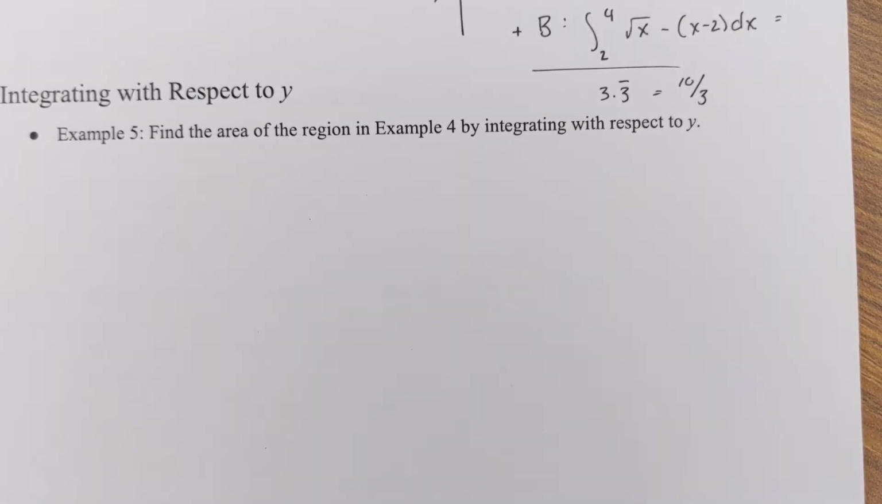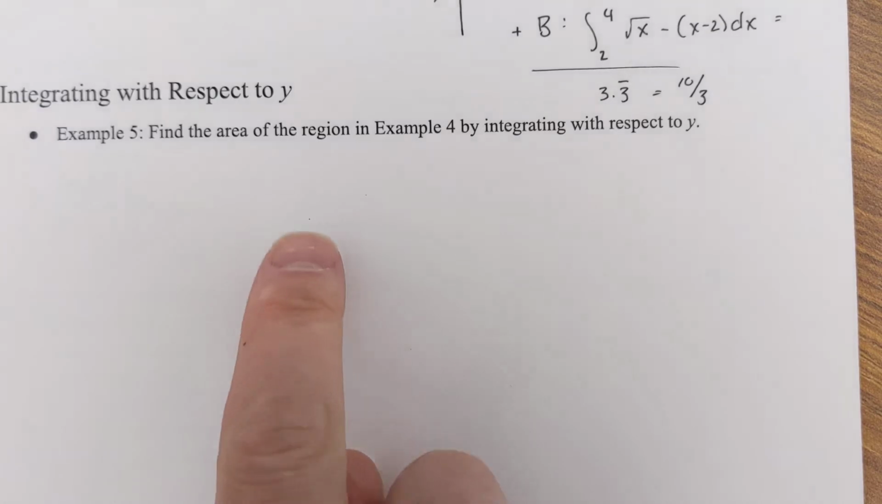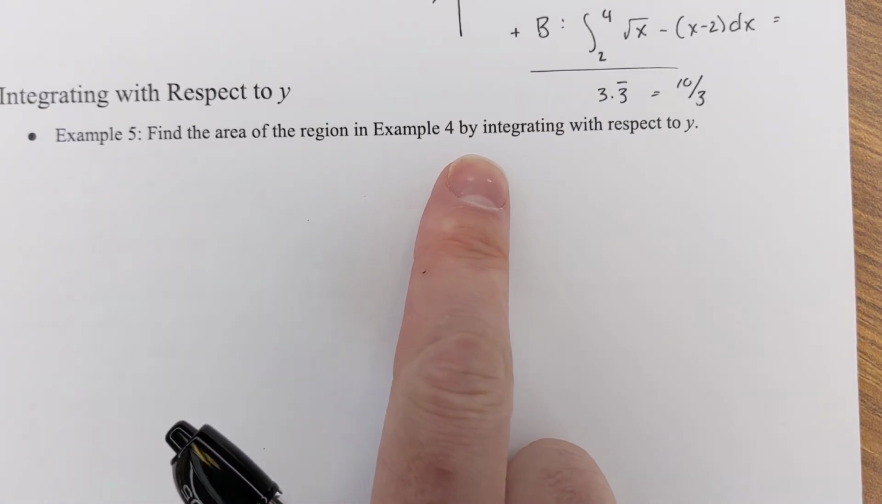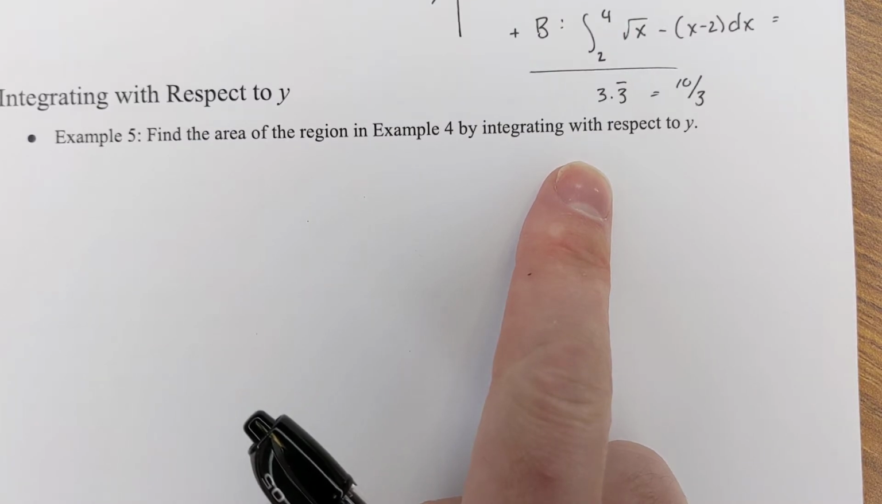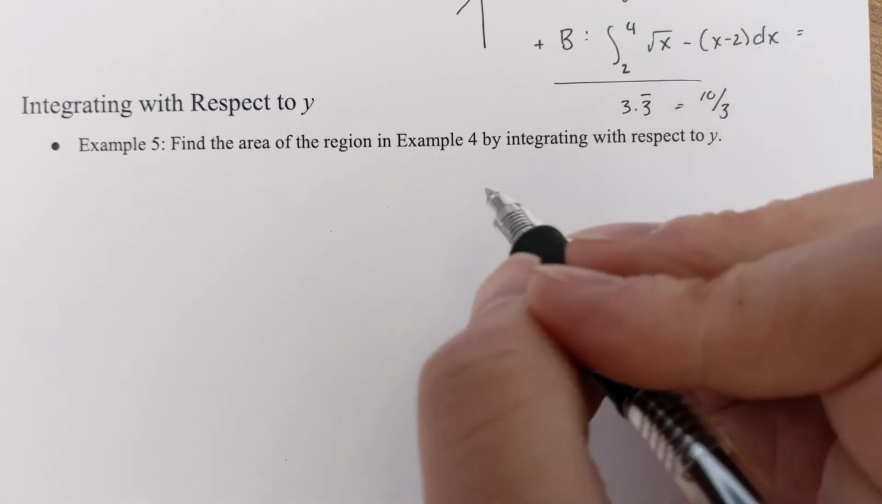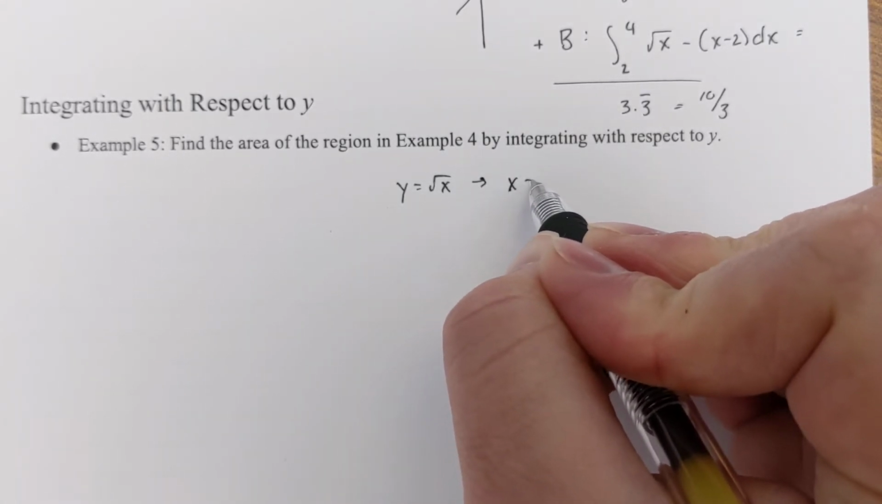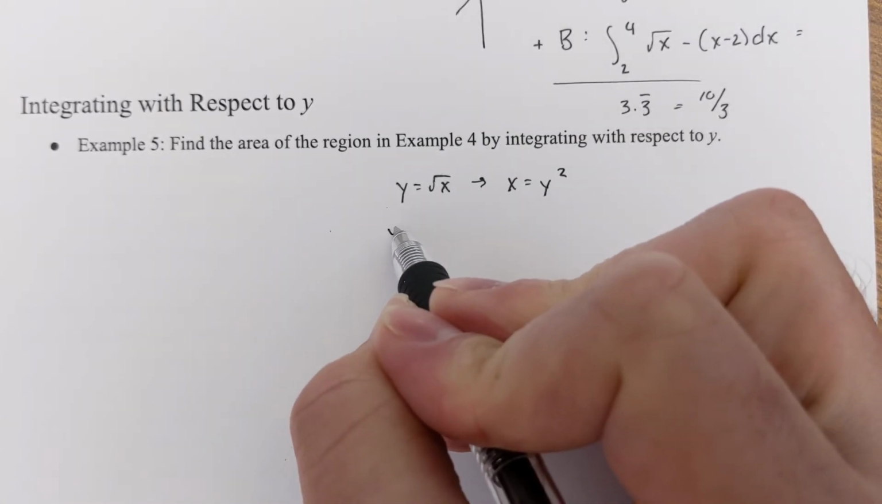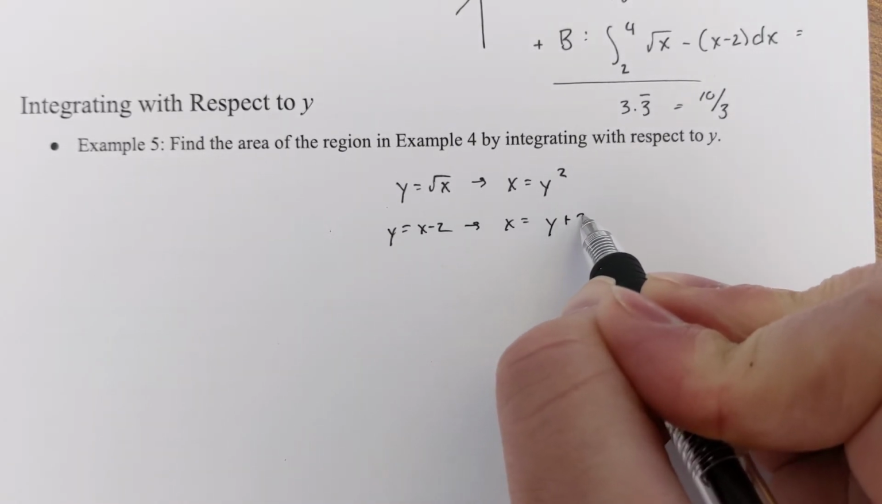All right, you don't have to integrate with respect to x. You can also integrate with respect to y, which makes it a little bit easier if you don't want to have changing things. So find the area in example 4 by integrating with respect to y. So we need to solve these equations. Y equals root x would become x equals y squared. Y equals x minus 2 would become x equals y plus 2.